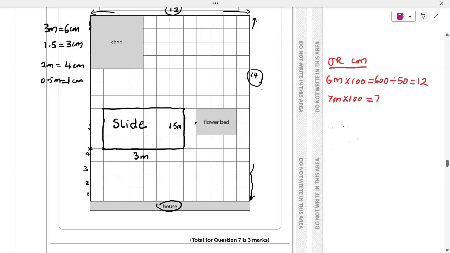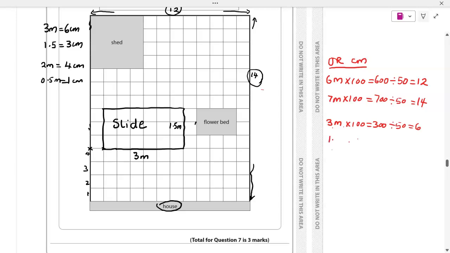It will give you 700, divided by 50, and it will give you 14. So that is the 12 by 14 we have. And for the shed, which is 3 meters, you times it by 100, you will get 300, divided by 50, and then you will get 6, which is the same thing that we got before.